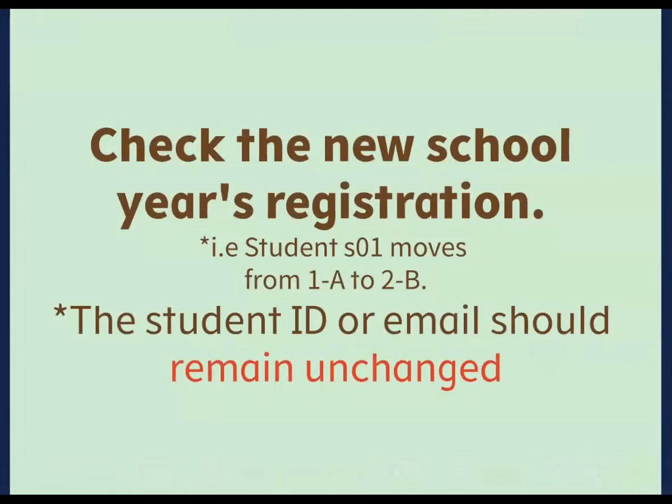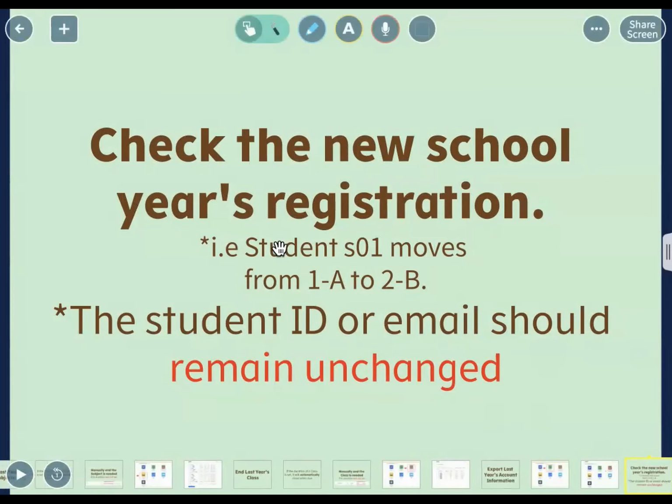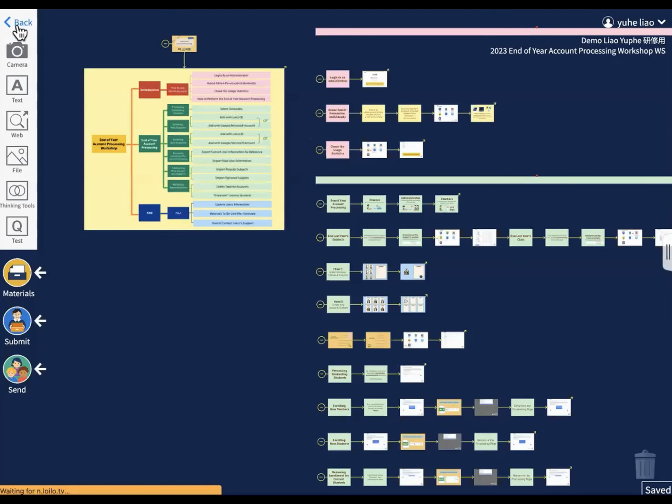So once we've got the Excel prepared, check the new school year's registration. For example, if student 01 moves from 1A to 2B, the student's ID or email should remain unchanged. So make sure we are not changing the student ID or the email.